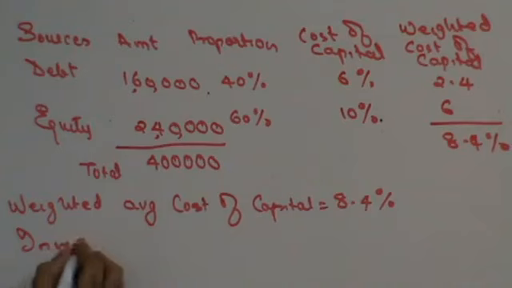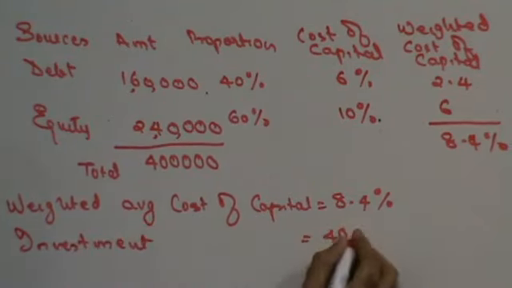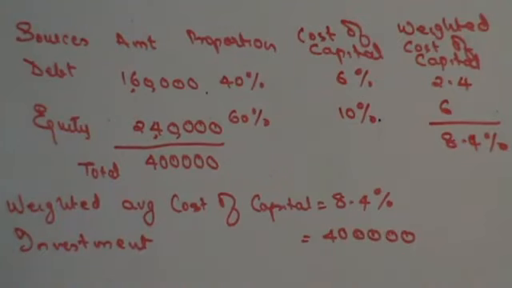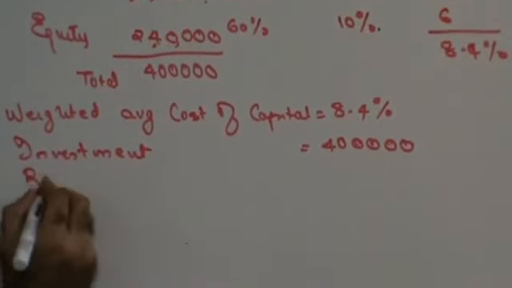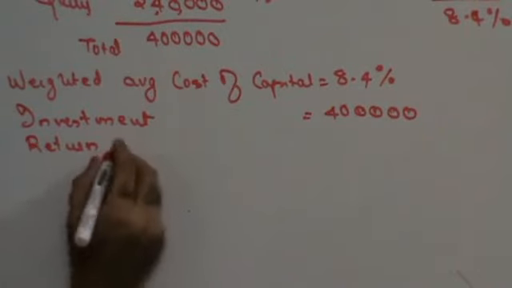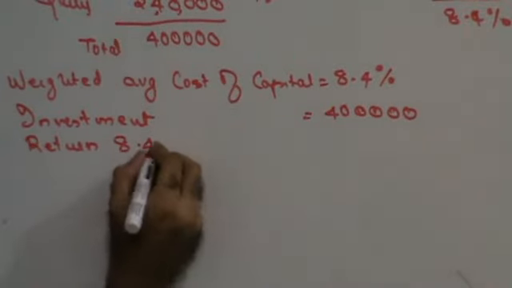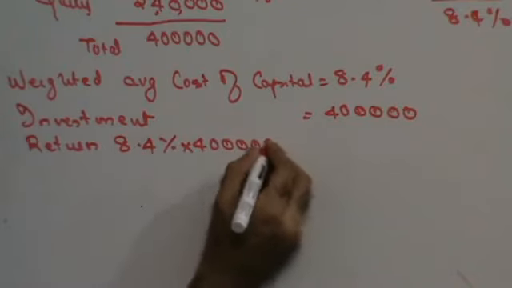Your investment is 4 lakhs. They've said that the total investment is 4 lakhs. Now, if your weighted average cost of capital is 8.4%, what should be your minimum returns so that you are at break even? The minimum money that you should earn should be 8.4% of your investment. Someone please help me calculate this.